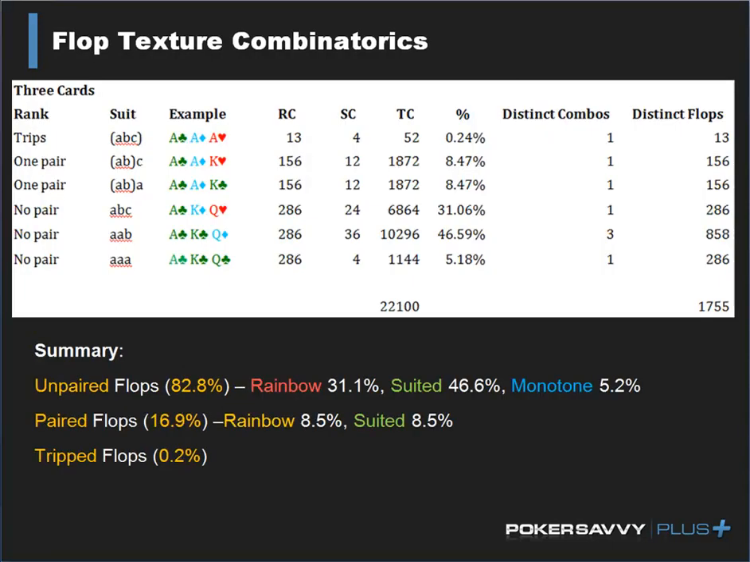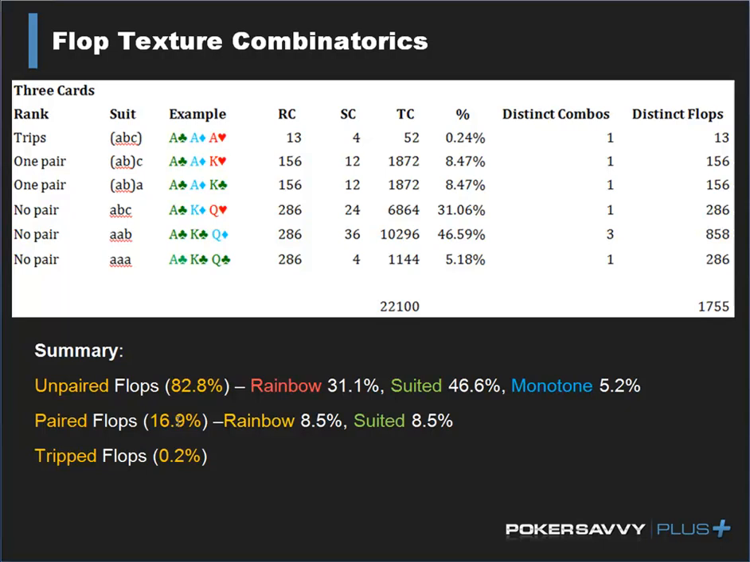All right. We're going to look at flop texture stuff now, and this is the same chart as the previous one, so we won't have to spend time breaking down what the numbers mean and what the notation means. It's all the same. But you see this breakdown of two or three interesting things here. One is the vast majority of flops are unpaired. About 17% of all flops are paired.